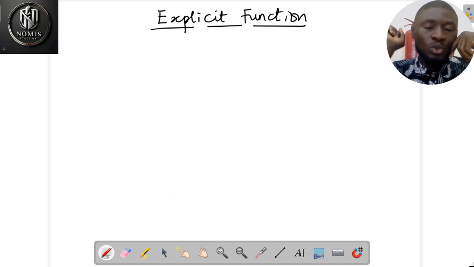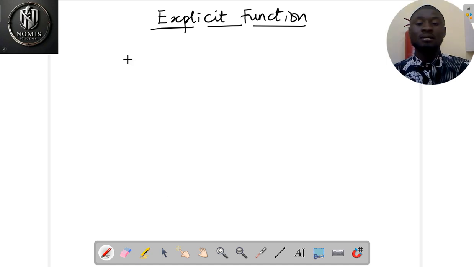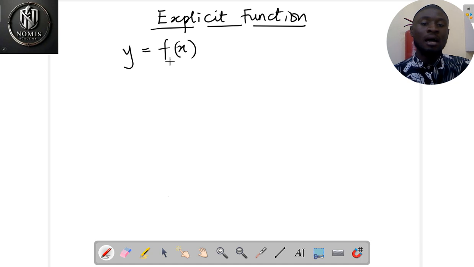If you haven't watched our previous video on the introduction to calculus, please do so that you can get inclined. The general formula for this is, let's say y is a dependent variable equal to a function of an independent variable x. So this is what we say, this is explicitly a function of this. So this is how it is written.